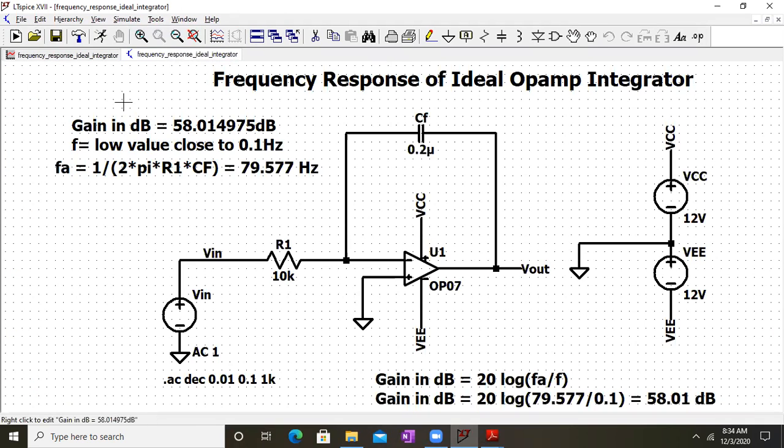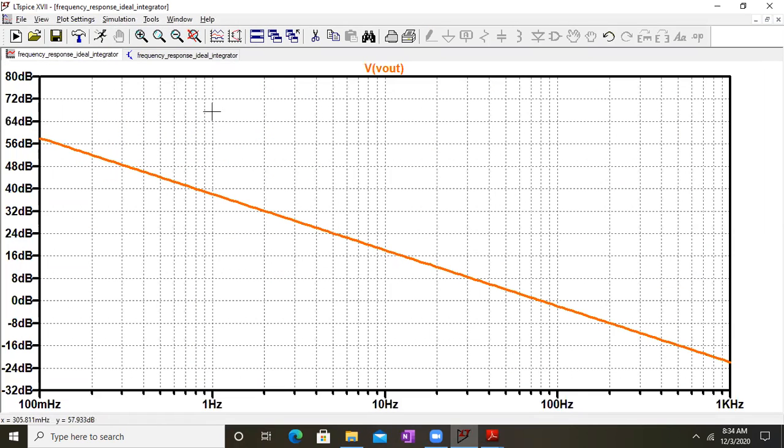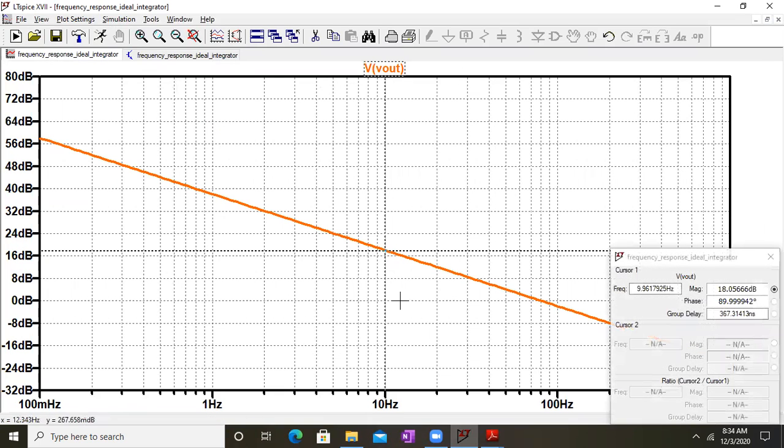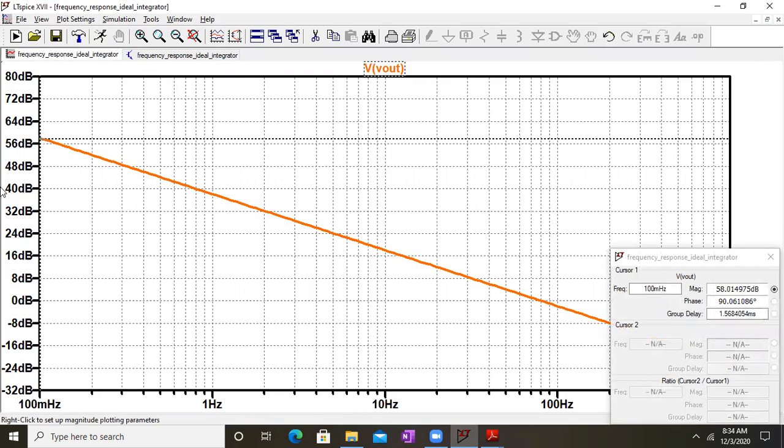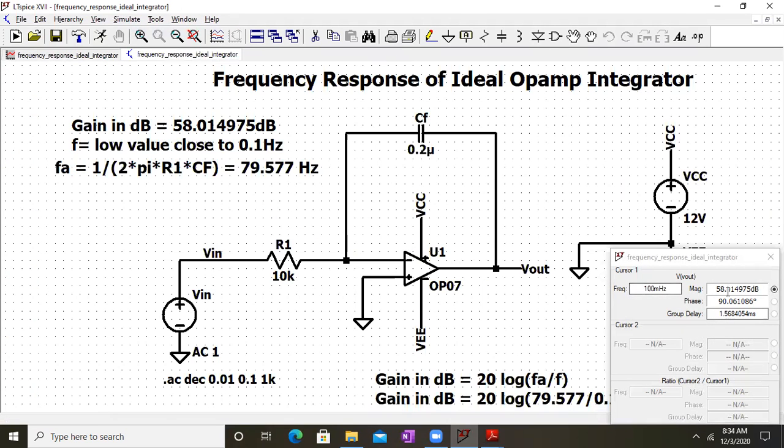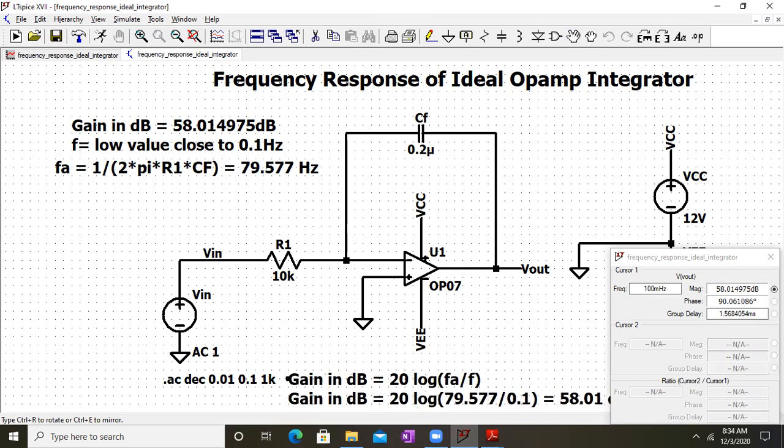So here, how do we calculate this gain over here? Let us check how much the value is. So this is around 58.01, right? 58.01 dB. And how do we calculate it? We can use this formula over here. Let me just push this aside.